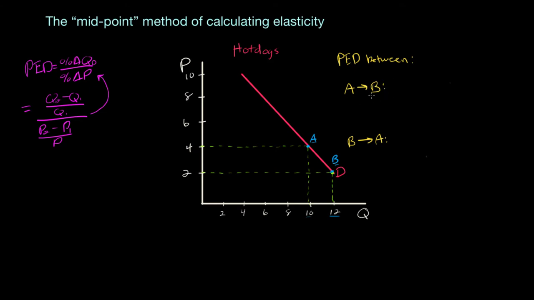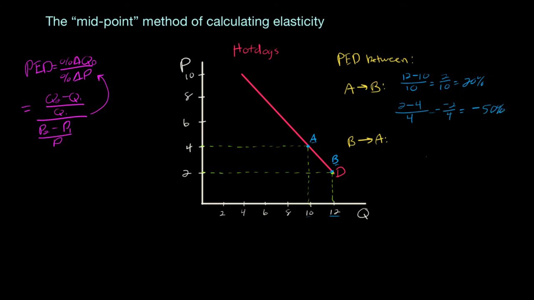Let's start at point A, where the original quantity is 10 and the new quantity is 12. So I can calculate my percent change in quantity using the method shown on the left. 12 minus 10 divided by 10 should give me the percent change in quantity. And that's 2 over 10, which is 20%. Let's calculate the percent change in price, and then we can calculate the price elasticity of demand between points A and B. Our original price was 4, our new price is 2. So we can do P2, that's 2, minus 4, divided by the original price of 4. That's going to give us negative 2 over 4, or negative 50%.